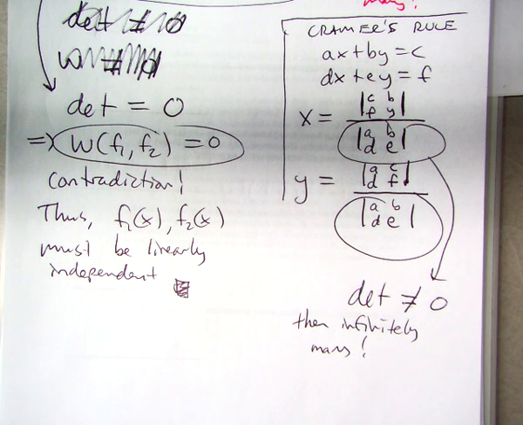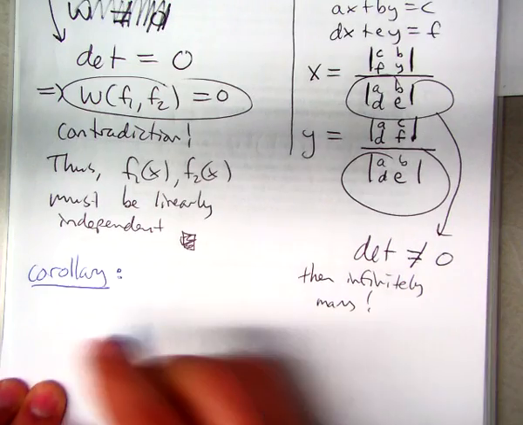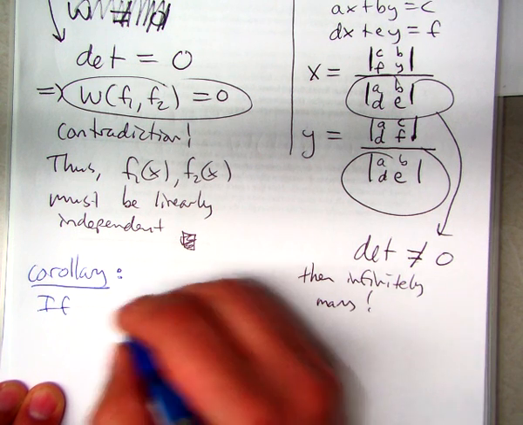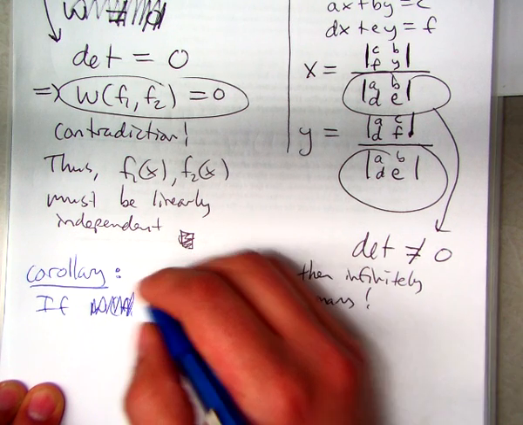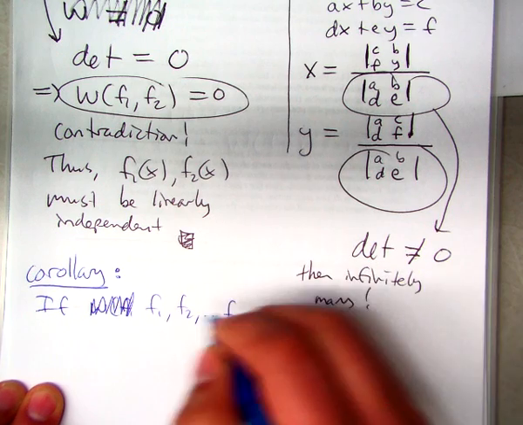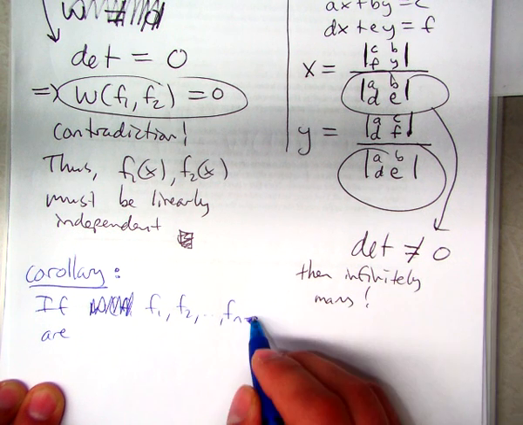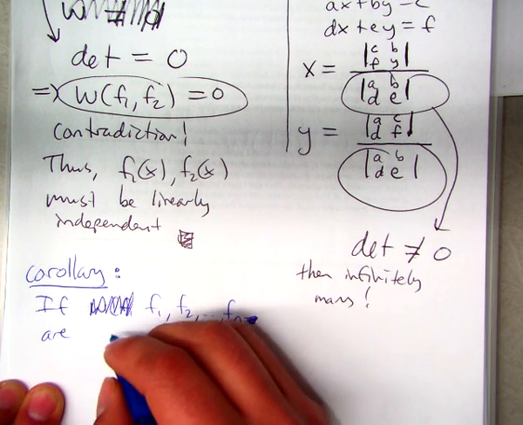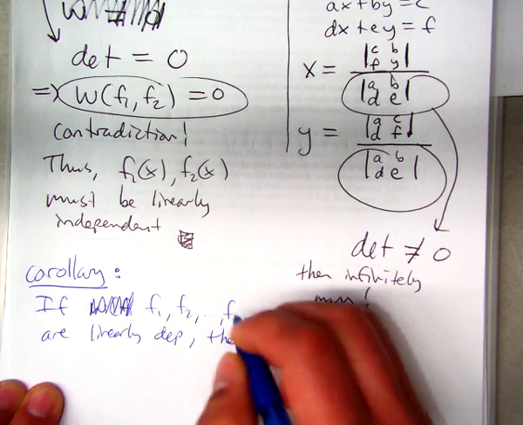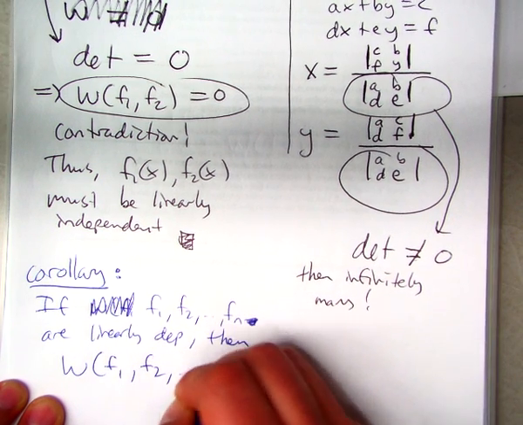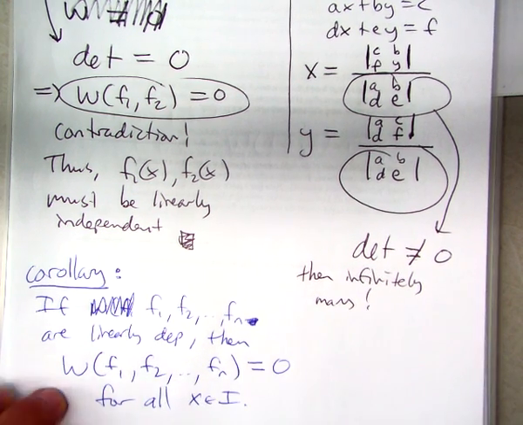Here's a good corollary that you might find useful. If f1, f2, and so on, actually just f sub n, so if all the functions that we're interested in are linearly dependent, then the Wronskian of that set will always equal 0 for every x in the interval. Okay, we're not going to prove this one, but good to know.